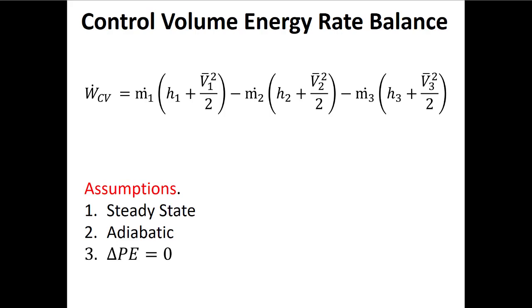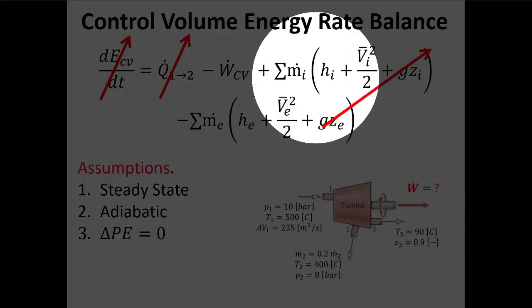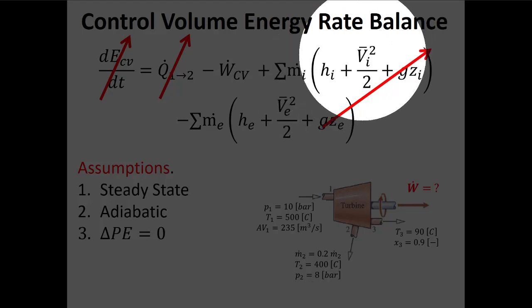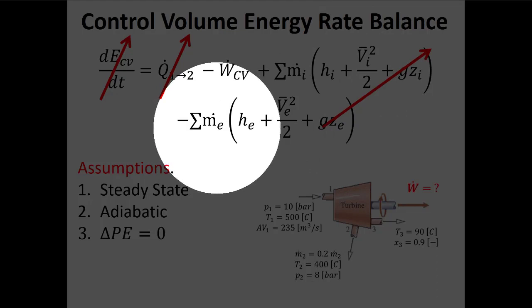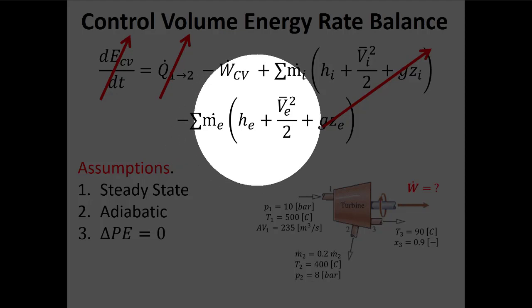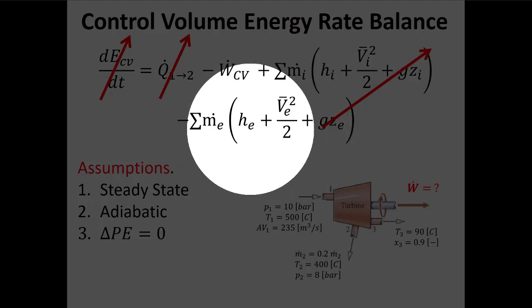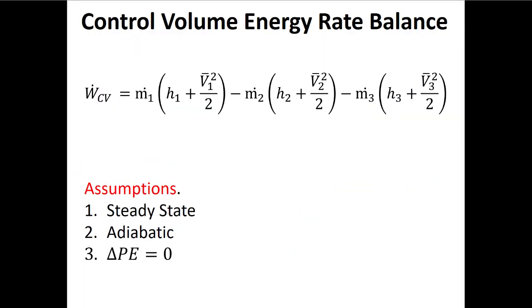So if we do that, we have one inlet and two outlets, right? Between here, I said, okay, for inlet 1, I have the mass flow rate in times (h1 + V1 squared over 2). And for the exits, we have the mass flow rate out times (h out + V out squared over 2), but we're going to do that both at state 2 and at state 3. So when I do that, I get this equation.